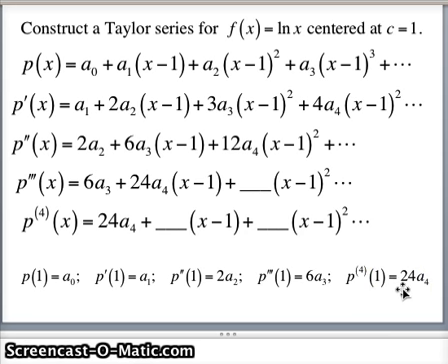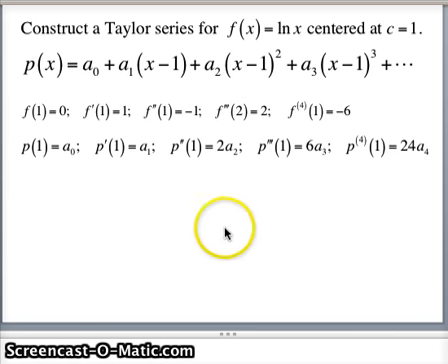So I want f of 1 and p of 1 to agree, f prime of 1 and p prime of 1 to agree, f double prime of 1 and p double prime of 1 to agree, f triple prime of 1 and p triple prime of 1 to agree, f quadruple prime of 1 and p quadruple prime of 1 to agree, to see the pattern. And our goal is to solve for all of those coefficients. So here's what we have. So a naught is 0, a1 is 1, 2a2 is negative 1, 6a3 is 2, 24a4 is negative 6.